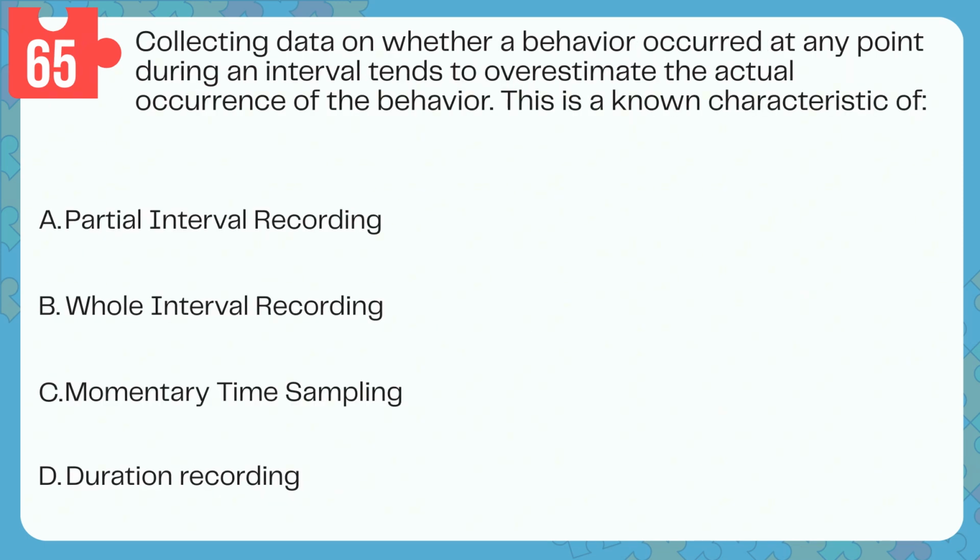Question 65. Collecting data on whether a behavior occurred at any point during an interval tends to overestimate the actual occurrence of the behavior. This is a known characteristic of A. Partial interval recording. B. Whole interval recording. C. Momentary time sampling. D. Duration recording.